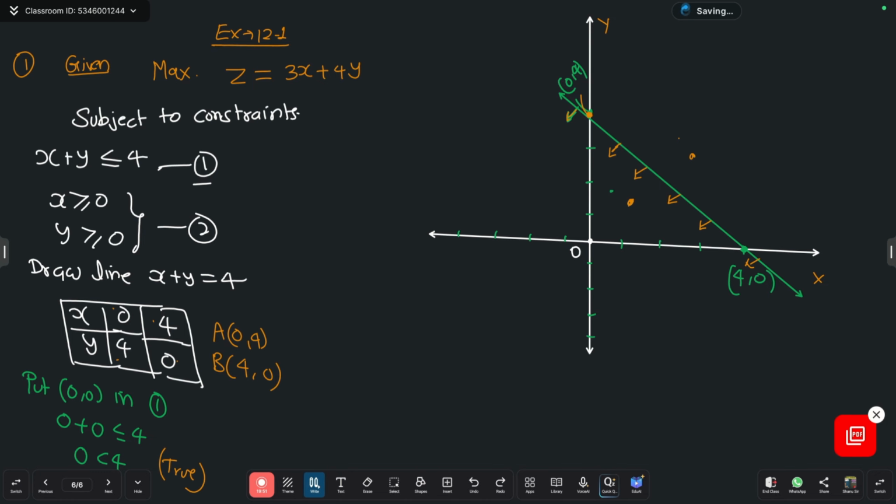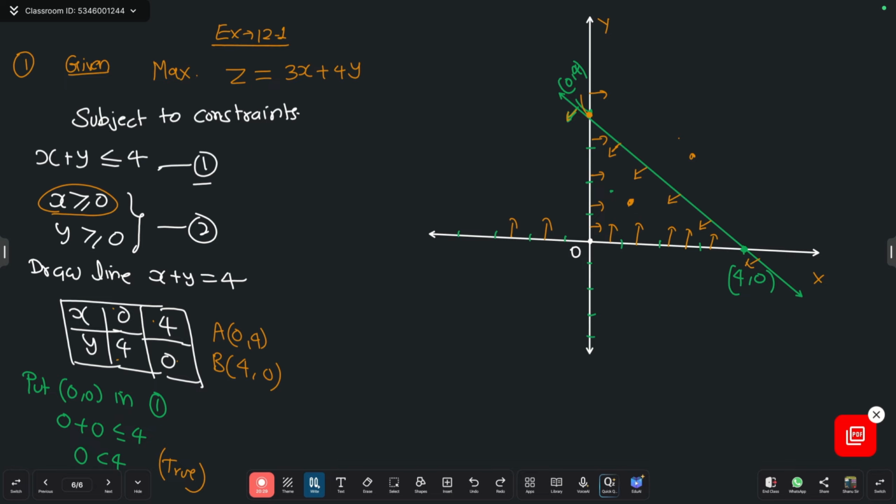Now come to the non-negative constraints. The x value should be 0 or positive. Where is the x value 0 or positive? This side, because the right half plane means x positive. Now y should also be positive or 0. So where is y positive? The upper half. So the arrows point this side.